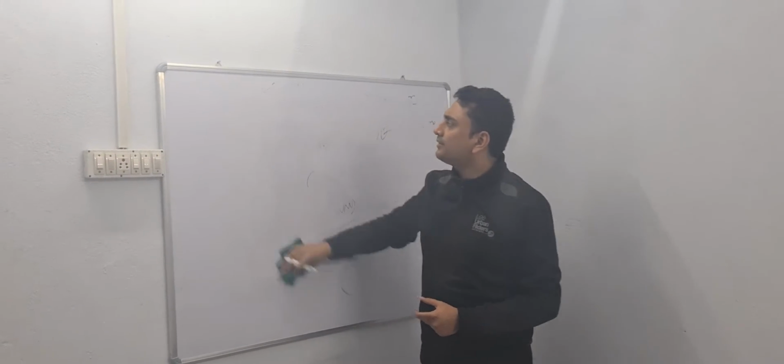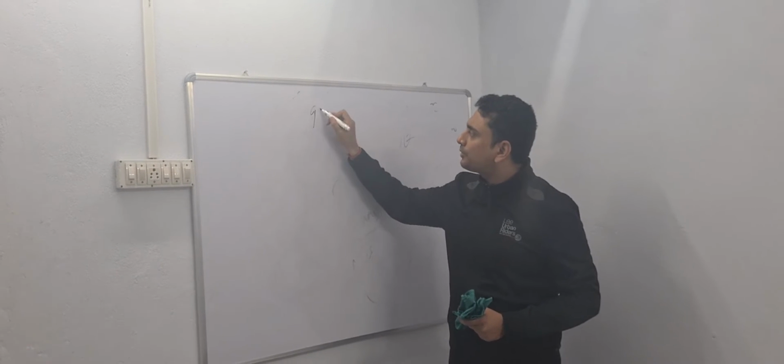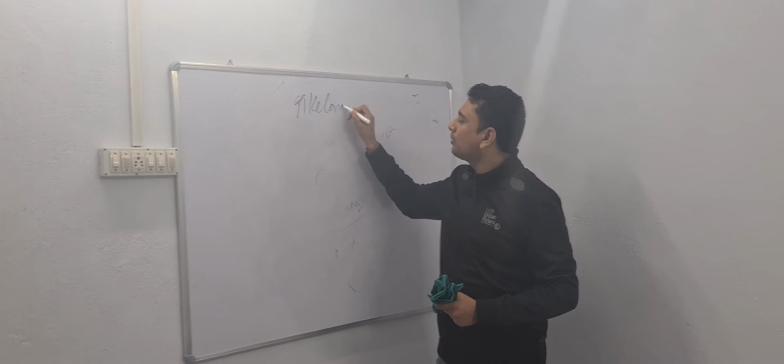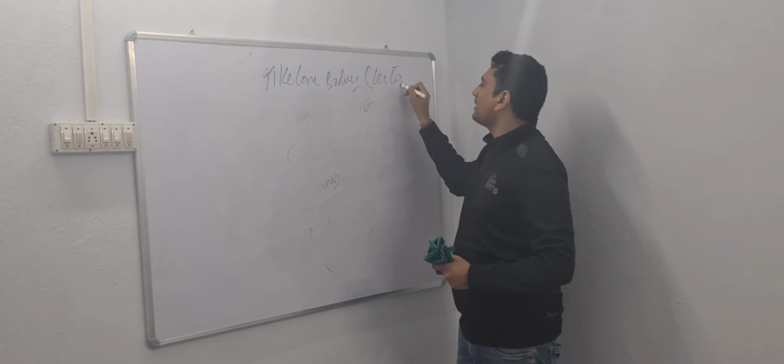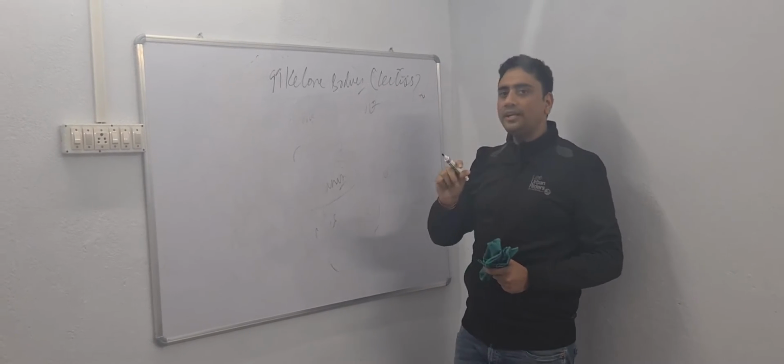The second finding is there is increased formation of ketone bodies. So we call it ketosis. As the name suggests, you can see diabetic ketoacidosis.